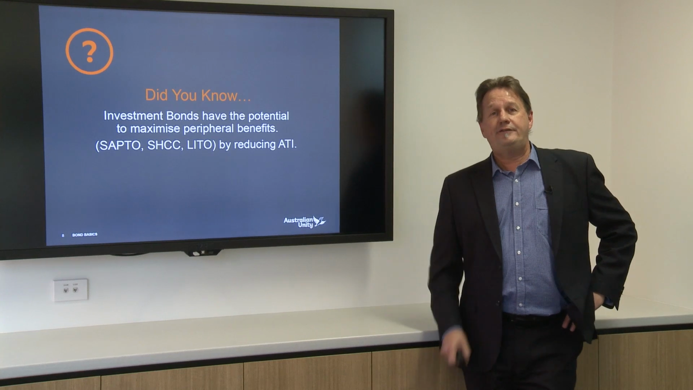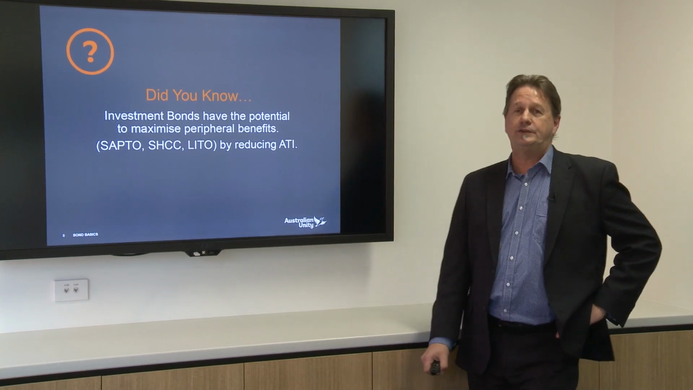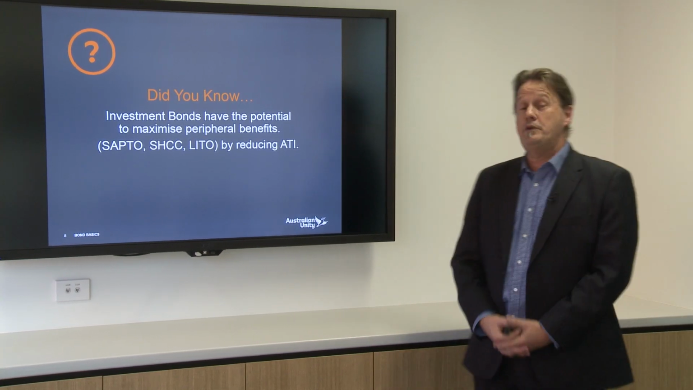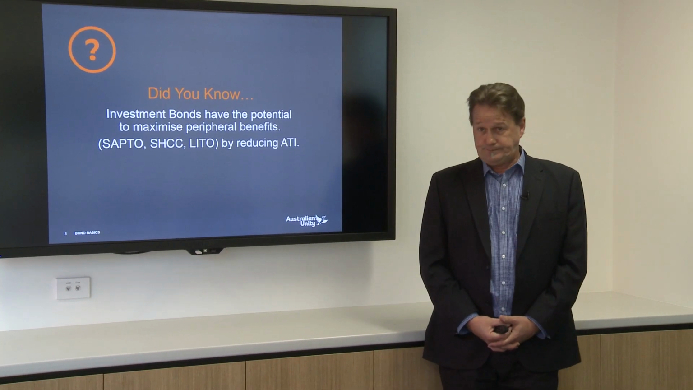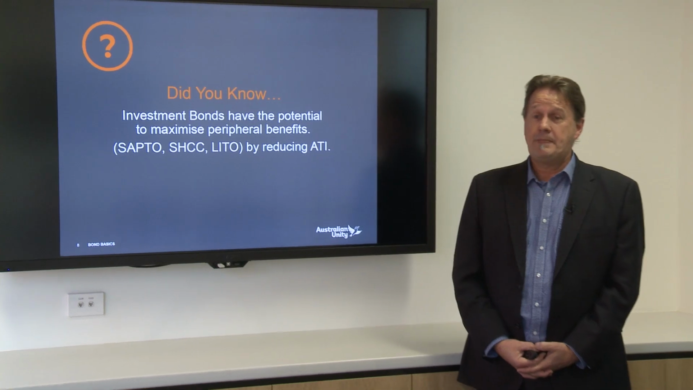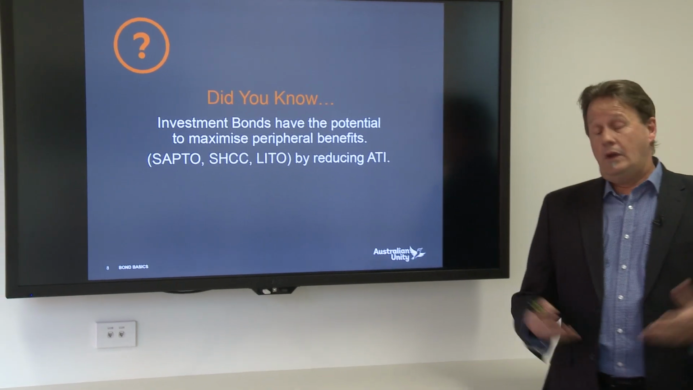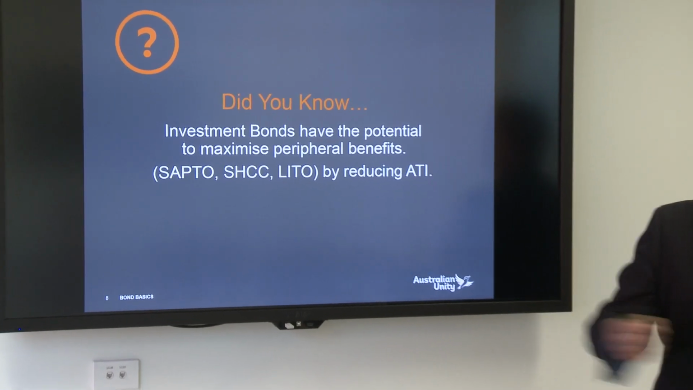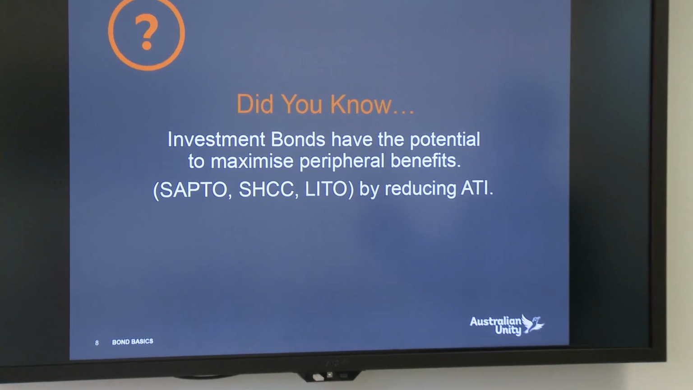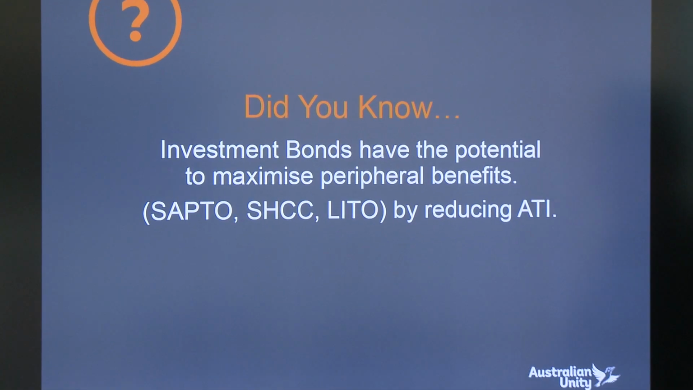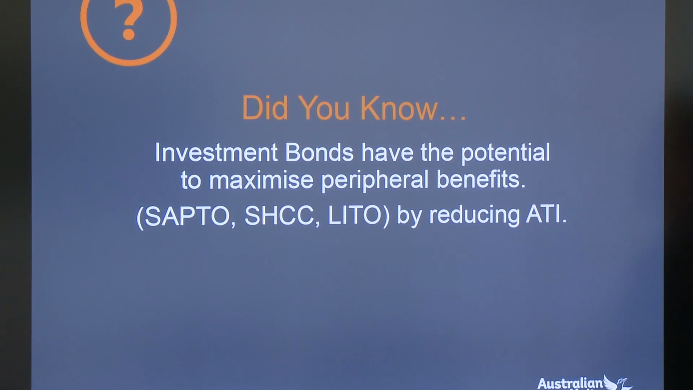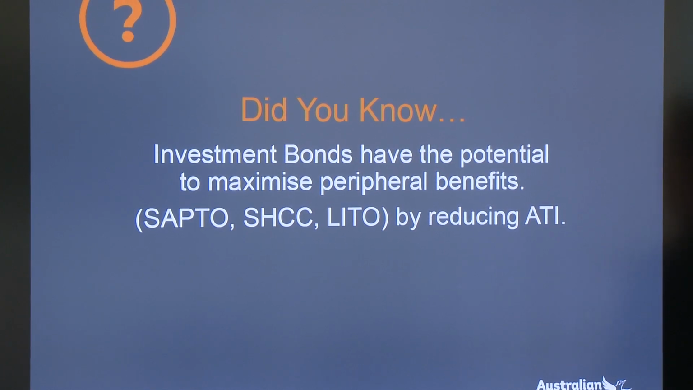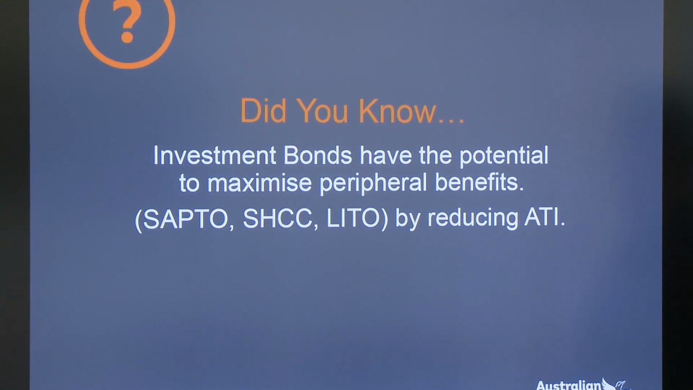They also have the potential to maximise some of those peripheral benefits. So for some of you out there, it may be that you want to receive the seniors healthcare card, but your income might be over the income test limit. Putting some money into an investment bond can reduce your adjusted taxable income and may allow you to re-qualify for something like the seniors healthcare card.